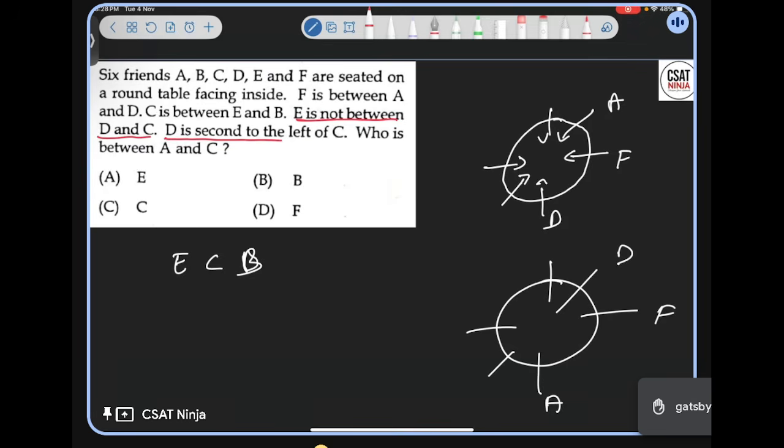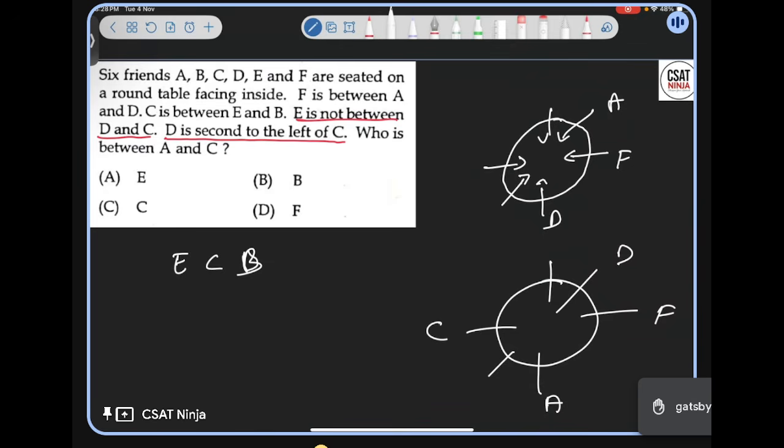D is second to the left of C. This is what I can use. D is second to the left of C. So if I assume C here, the left side will be this side, right? So which means I'm going to use here. So I'll assume another one.